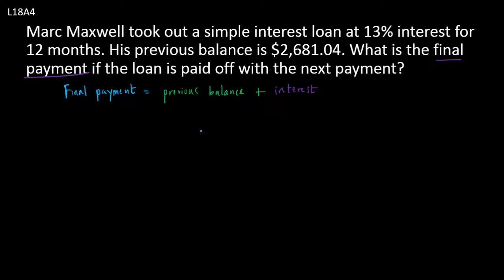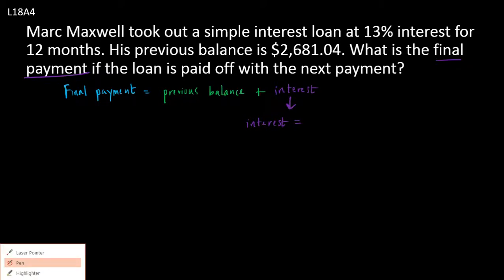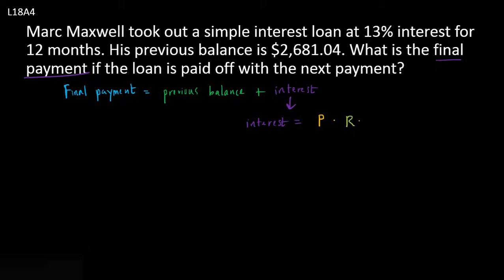Okay, so we know that our final payment is comprised of our interest and our previous balance. Let's talk more about interest. They tell us it is simple interest, so we know we're going to pull out our I equals P for principal, R for rate, and T for time. Do we have enough information to plug in everything for interest? Let's see here.